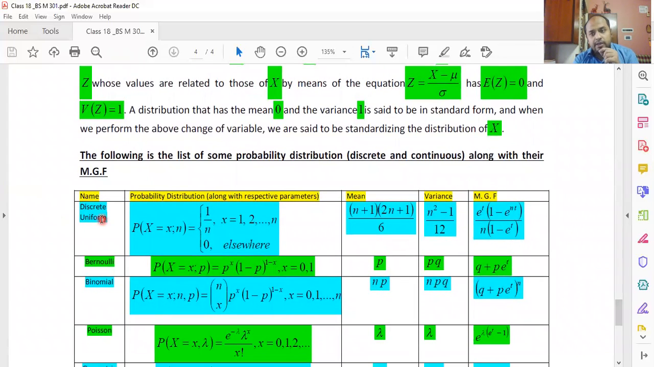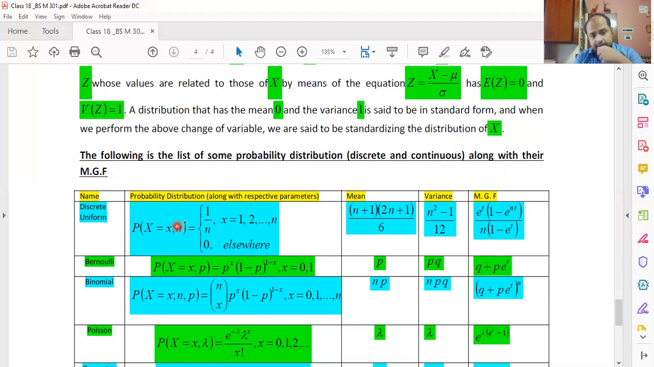Here I have started with the discrete uniform distribution. It is a kind of distribution which you have been doing from your school days: the probability of getting head and tail after coin tossing, the probability of getting 1, 2, 3, 4, 5, 6 after dice throwing, the probability of getting a card out of 52 cards. All fall into this category. Therefore the probability is 1 by n for equally likely outcomes.